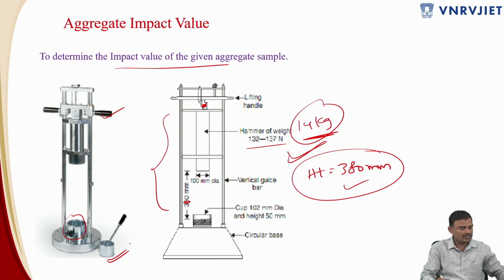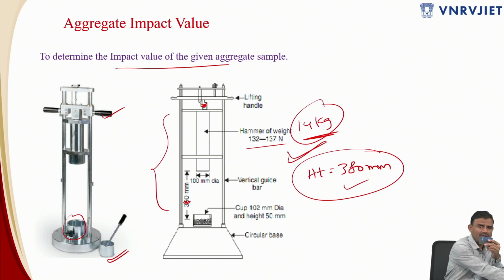This is the cylindrical measure, just like in the aggregate crushing value test. It is 75 mm in diameter and 50 mm in height. Again you have to take the aggregate passing through the 12.5 mm sieve and retained on the 10 mm sieve, and fill it in 3 layers.